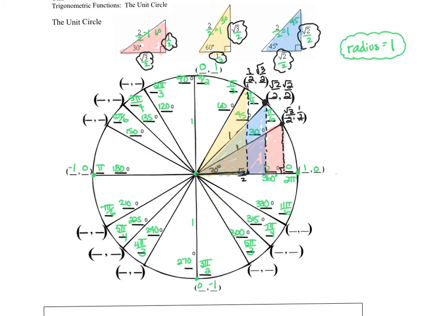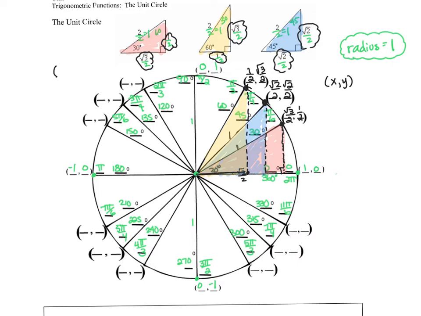And those are my 3 coordinates in the first quadrant. And I can use them now by doing simple reflection to get all the other coordinates on my unit circle. Keep in mind in the first quadrant, both your x and your y coordinates are positive.